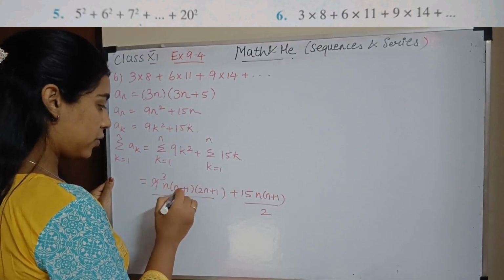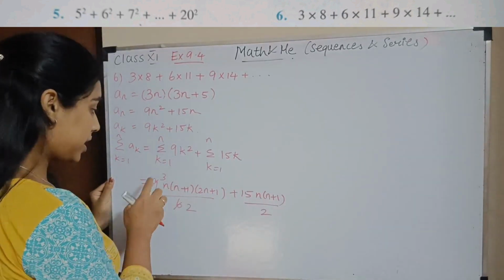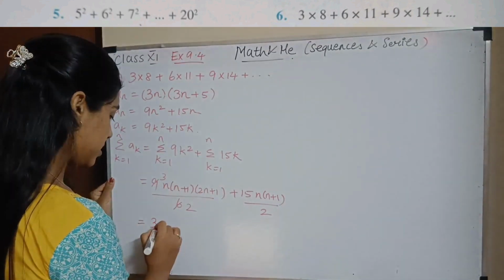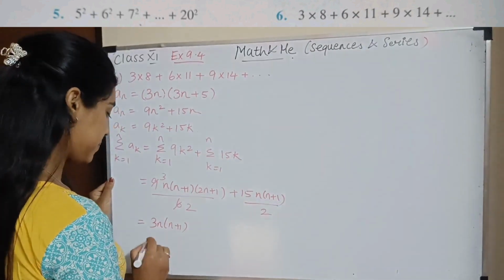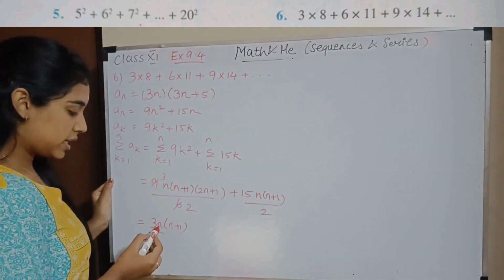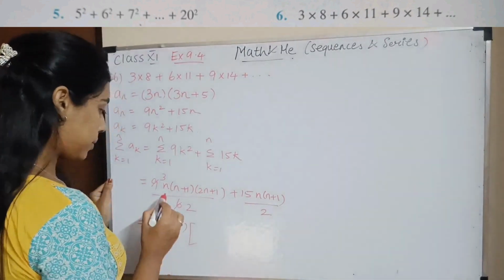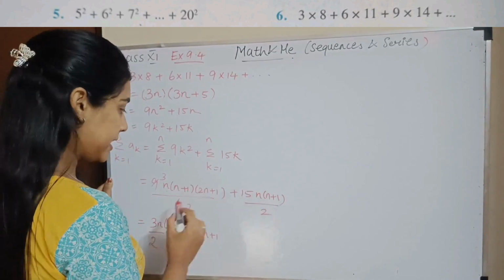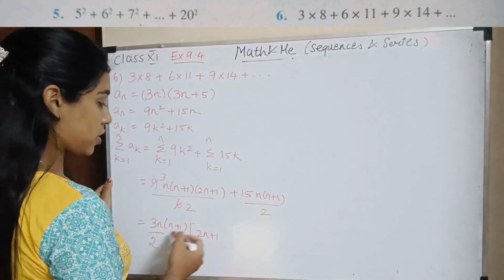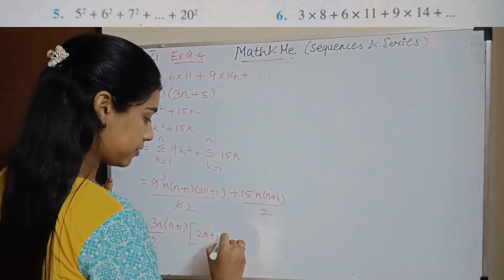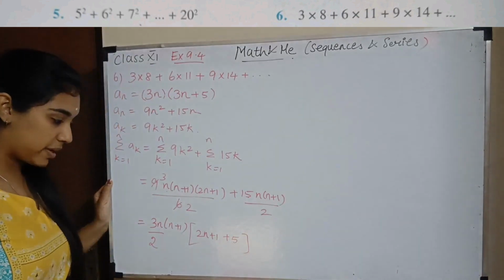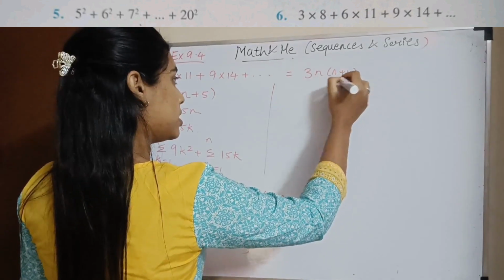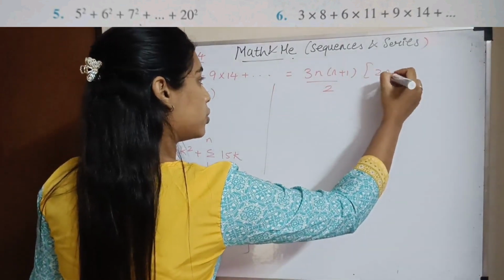Now I'm going to take n into n plus 1 outside. I'm going to take 3 into n plus 1 because I see a 15 here. So I'm going to take 3 outside, n into n plus 1 outside, also by 2. I'll take 3 by 2 times n into n plus 1 outside. So I'm left with, when I take 3n n plus 1 by 2 outside, I have 2n plus 1. In the other place, when I take 2 outside, n into n plus 1 outside, I'm left with 15. If I take 3 out, I'm left with 5. So I'm left with 2n plus 6. So what happens? This is 3n into n plus 1 divided by 2 of 2n plus 6.